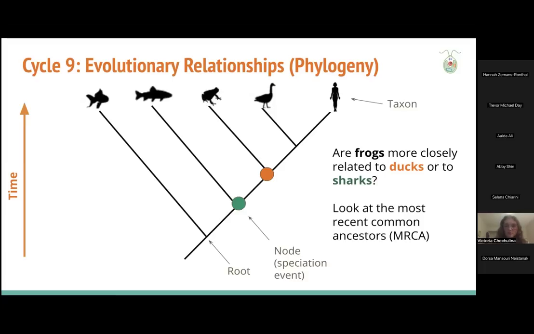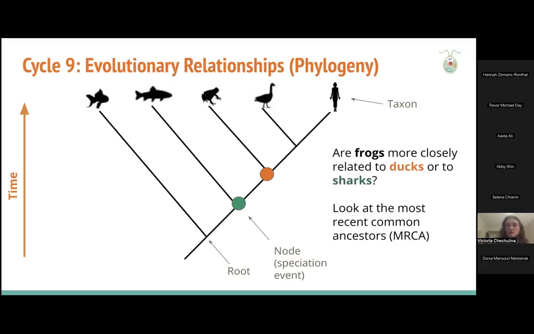And then just some other terminology. The root of the tree is the base, how you think of an actual tree, the roots are the base. And then the nodes are the branching off points of the tree, and those represent speciation events, so the points in evolutionary time when there was divergence in the lineages. And then one last term is taxon or plural taxa, and those are just the species at the tips of the tree, and that's what we're going to look at and what traits those species have.